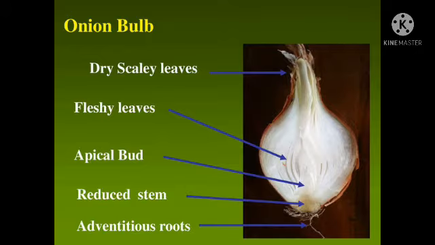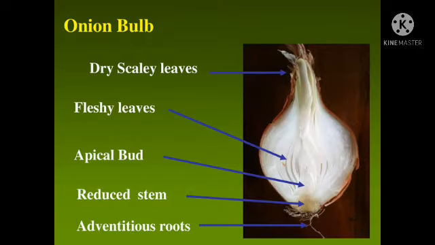The dry scaly leaves are the part of the onion bulb that protects the fleshy part of the bulb. It is the part that is peeled off when your mom or dad wants to cook. While the fleshy leaf part is mainly the part used for cooking and other stuff. Now the apical bud is where the leaf growth starts from.